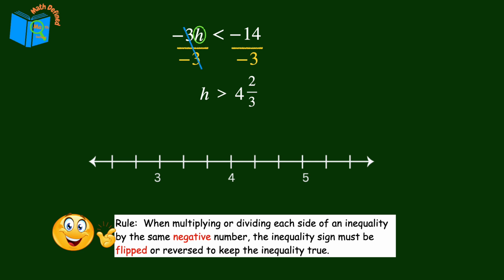Let's graph it. We'll place an open circle at positive 4 2/3 and draw an arrow shading all values greater than 4 2/3. Let's use positive 5 to check our solution. Negative 3 times positive 5 is negative 15. Is negative 15 less than negative 14? Yes.